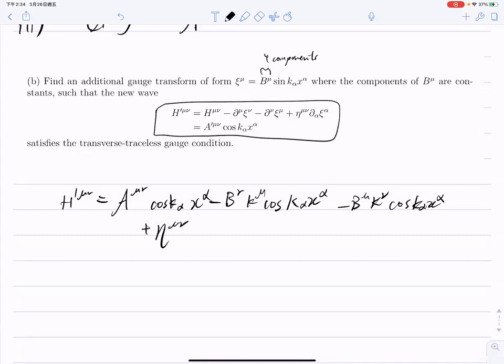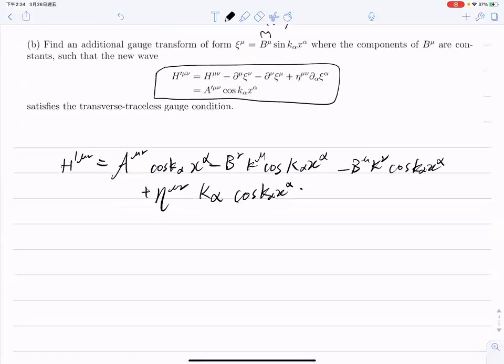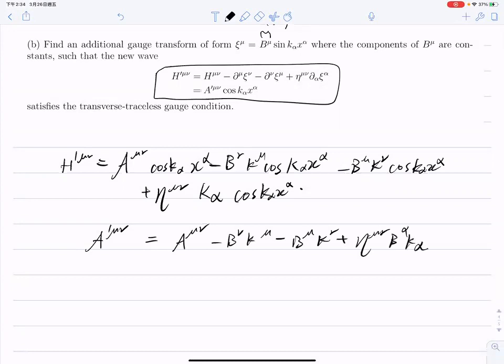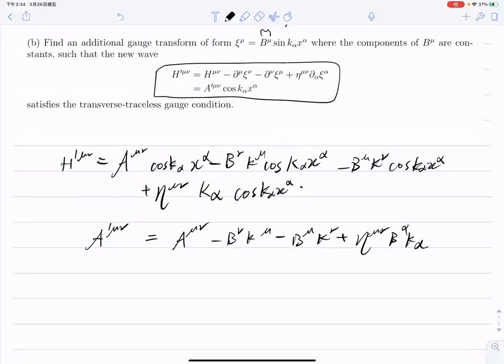Has eta mu one, alpha, and it's just the K alpha cosine K alpha. So after that, you can find the A prime mu in terms of all the other components. Okay, just a little bit of calculation, and then how we make it satisfy the TT gauge.